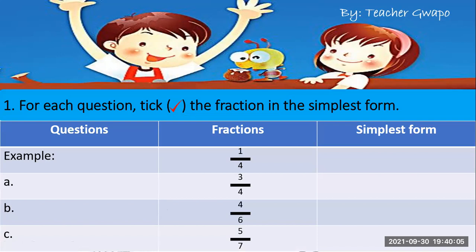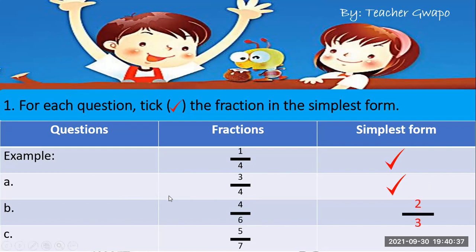Now let's try to check these questions and then answer in your book. If the fraction is in simplest form, you tick. For example, 1 over 4 is already in simplest form, so it is a tick, correct. Letter A, is 3 over 4 in simplest form? Yes, because it's already in simplest form. How about letter B, 4 over 6? Is this in simplest form? No, because we can divide 4 by 2 and we can divide 6 by 2, which is 2 over 3.